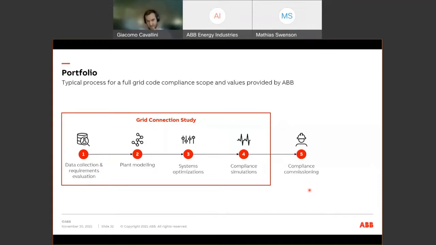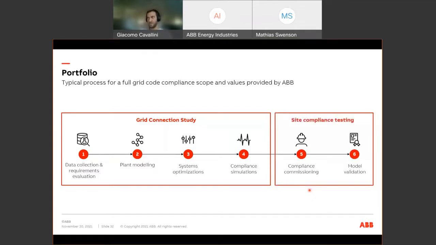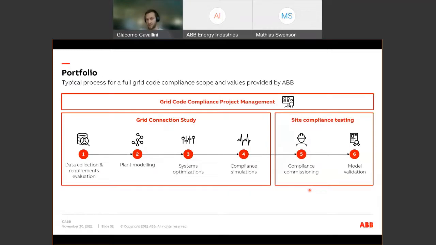Then site testing comes, and here we support with our commissioning engineers who perform the compliance testing for the equipment, and they provide to us back in the office the measurements that are used for the model validation. All over this process, we provide our project management services as well. So we manage the full grid code compliance process to make life of our customer easier.